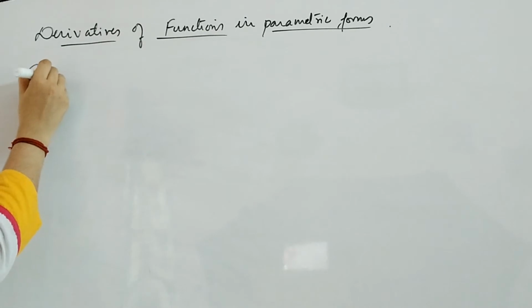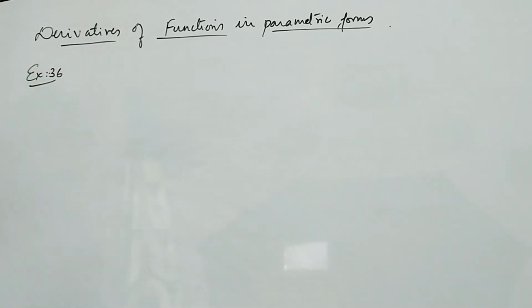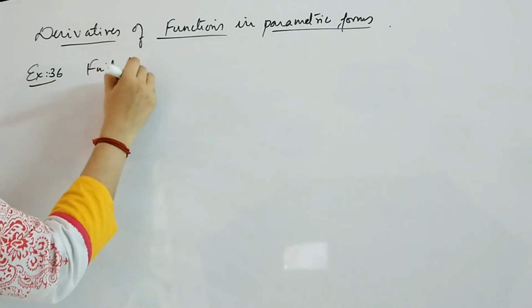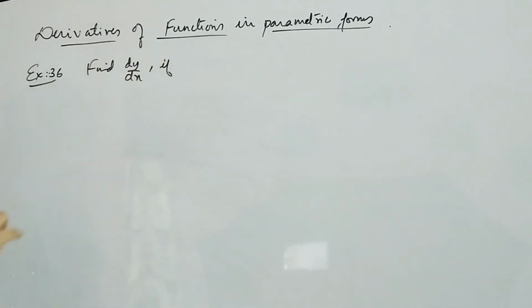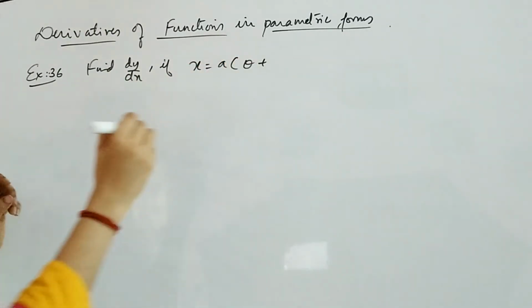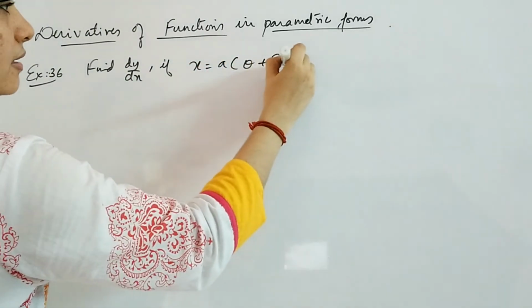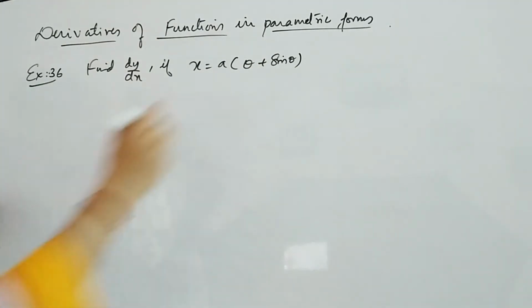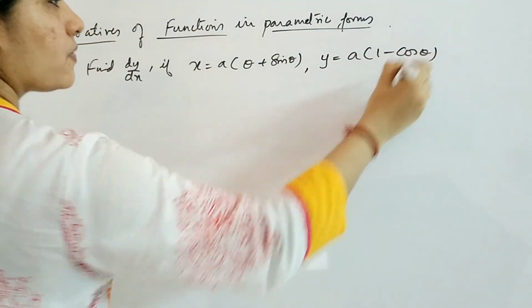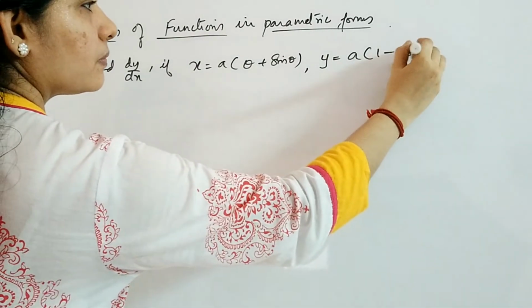Example 36. Find dy by dx, if x is equal to a into theta plus sin theta and y is equal to a into 1 minus cos theta. So this is the question given.